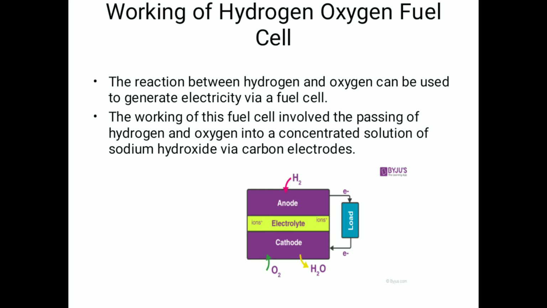So let's talk in brief about the working of the hydrogen oxygen fuel cell. The reaction between hydrogen and oxygen is used to generate electricity via the fuel cell. Hydrogen is passed from one end and oxygen through the other end, and the electrolyte separates the ions and electrons. When we connect a load across it, electricity is generated. The working involves passing hydrogen and oxygen into a concentrated solution of sodium hydroxide via carbon electrodes.